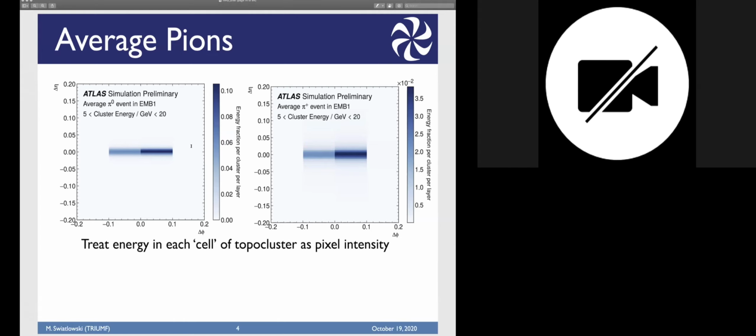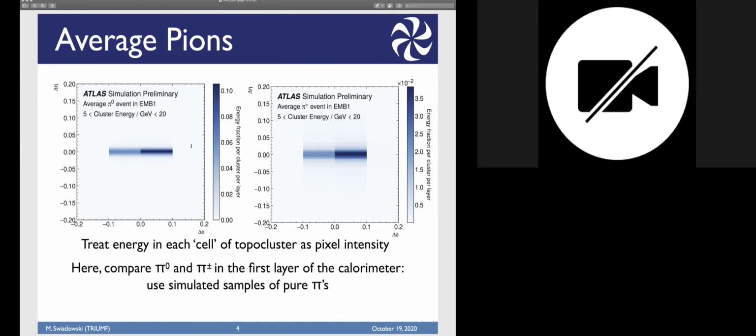So if we treat each energy deposit in each cell of a cluster, so this is just an energy shower from these particles, we can start to look at this as a pixel intensity problem. So we could look at this as an image, and we can really try to understand from these simulated samples of pure pi pluses and pi zeros what they look like physically, and whether we can extract information from this kind of representation.